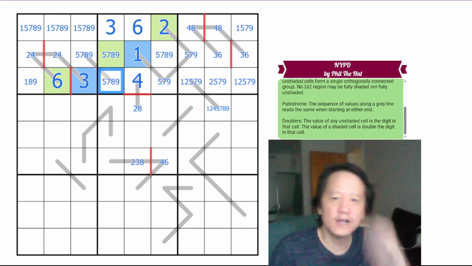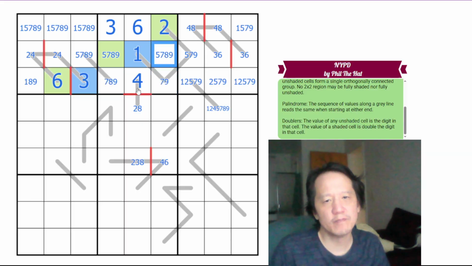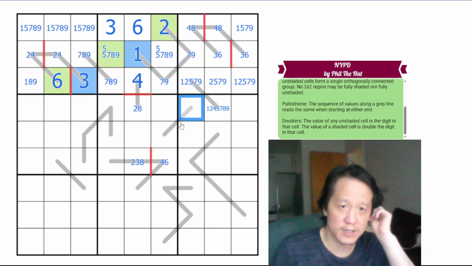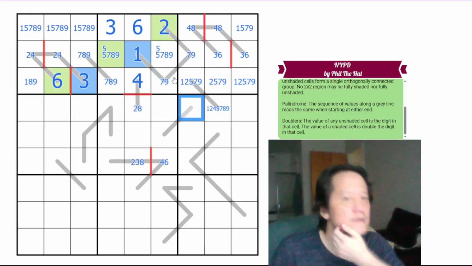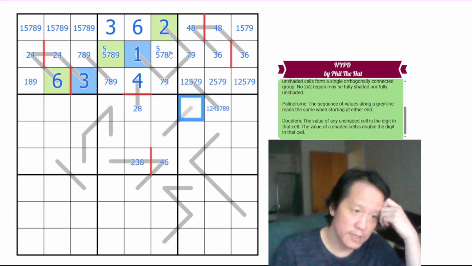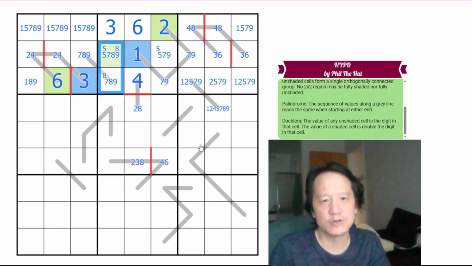5 cannot be either of these because they would be consecutive with 4. So 5 must be one of these two. So this can't be 5. This can't be 5. These are the same set. If this were 8, it would be guaranteed consecutive with a 7 or 9. So this cannot be 8. Therefore, 8 has to be one of these two. Or one of these two.